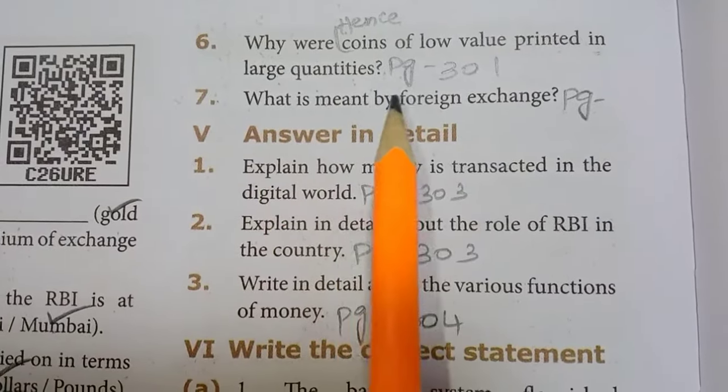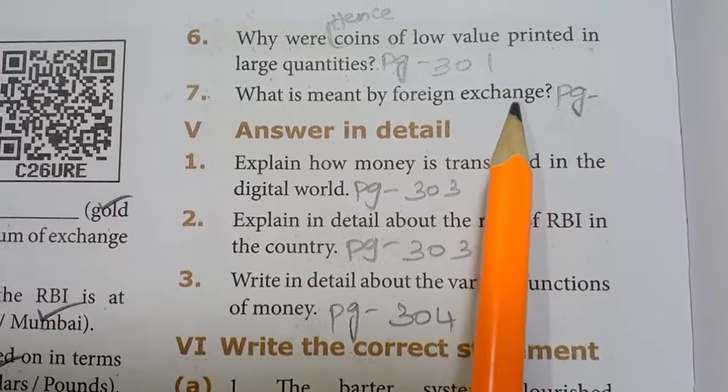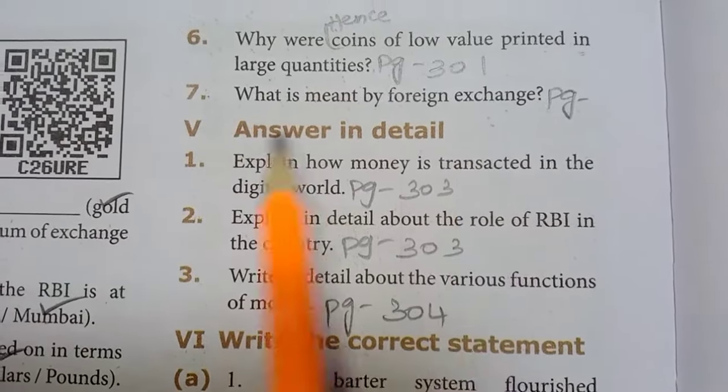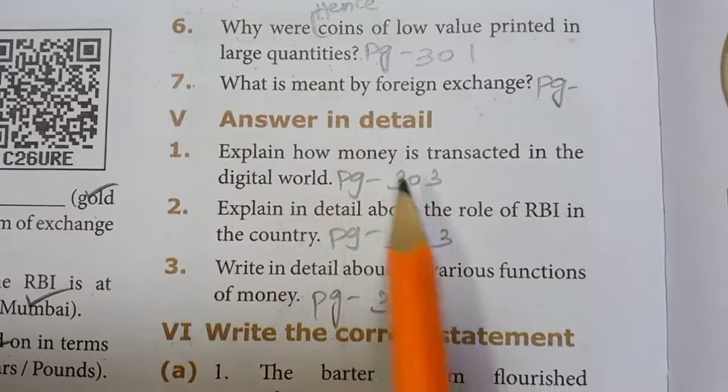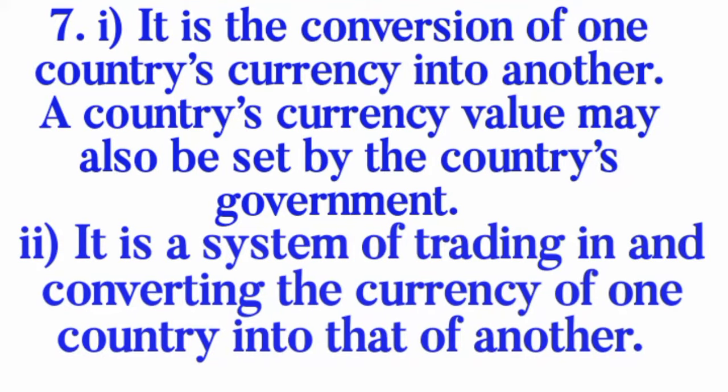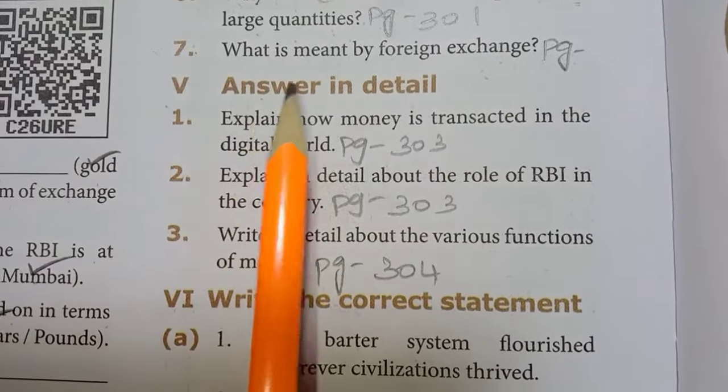Seventh one, what is meant by foreign exchange? For this also, I'll give a picture. Please copy down in your book or in your classwork notebook. Answer, first point. It is the conversion of one country's currency into another. A country's currency value may also be set by the country's government. Second point, it is a system of trading in and converting the currency of one country into that of another. Roman number 5, answer in detail.